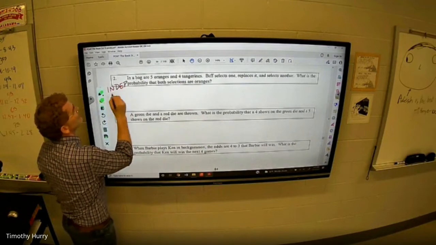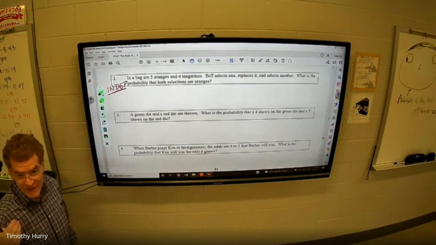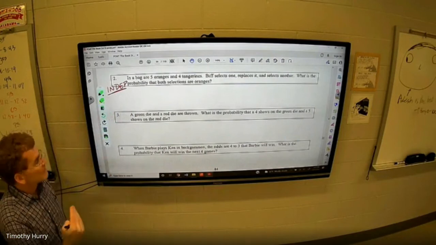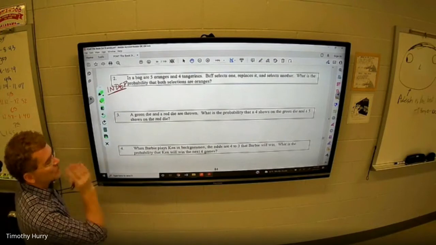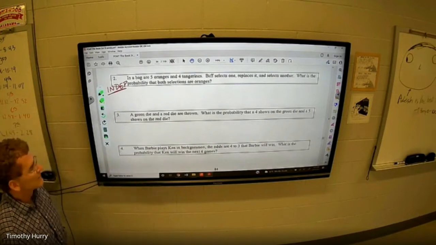I cannot use P's, C's. I can't do it because those are factorial in nature and nothing's changing, right? It's still going to be 5 orange, 5 orange, 5 orange, 4 tangerine, 4 tangerine, no matter how many picks if I keep putting them back, right?